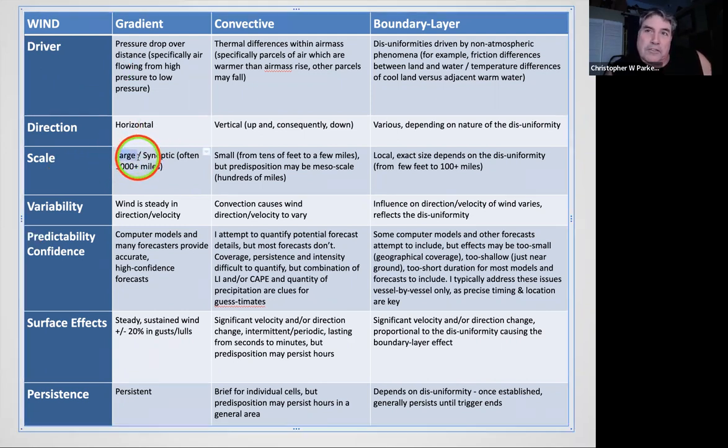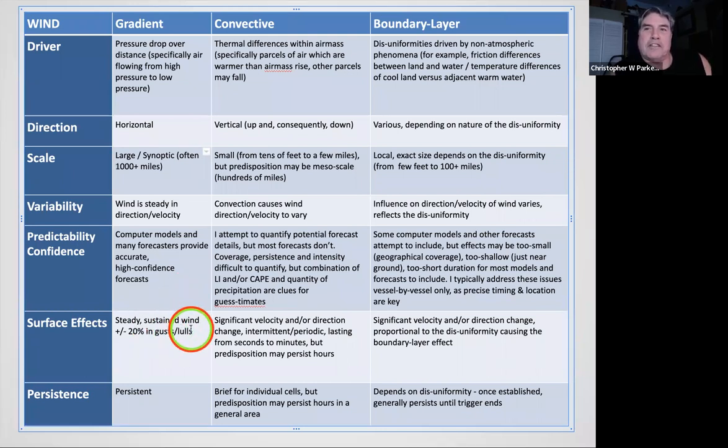These winds occur on a large scale, a synoptic scale, typically 1,000 miles or so between high and low pressure systems. It's really steady wind. It's quite steady in both direction and strength. Prediction confidence: computer models do a really good job predicting the gradient winds and do a better job than any meteorologist could. And if the gradient winds were all that drove the weather, you wouldn't be in this weather seminar. I wouldn't be doing weather. We'd all be just using what the computer says, and it would be right all the time. But there are other things going on that drive the winds, and that's why we're here.